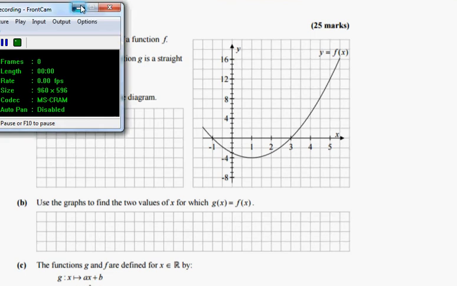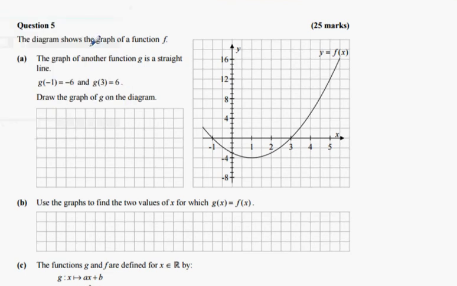Question 5. The graph shows the function f. The graph of another function g is a straight line. Draw the graph of g on the diagram. First of all, what is a function?